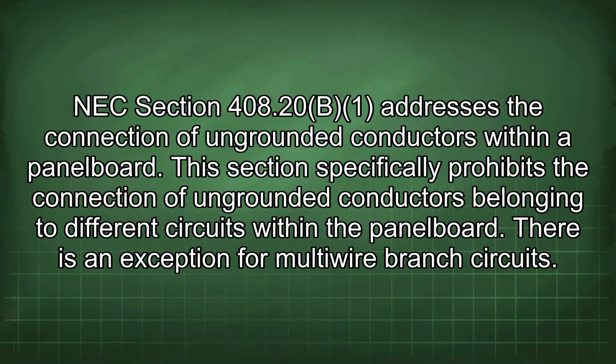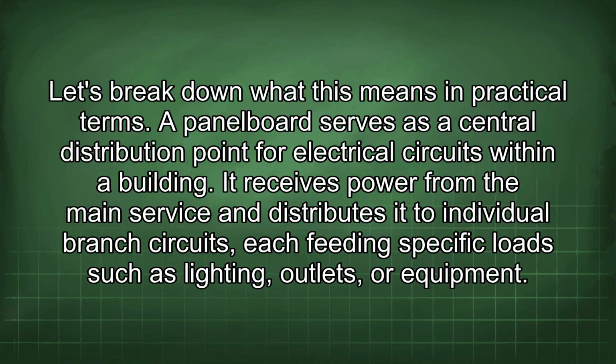NEC Section 408.20 addresses the connection of ungrounded conductors within a panelboard. This section specifically prohibits the connection of ungrounded conductors belonging to different circuits within the panelboard. There is an exception for multi-wire branch circuits. Let's break down what this means in practical terms.